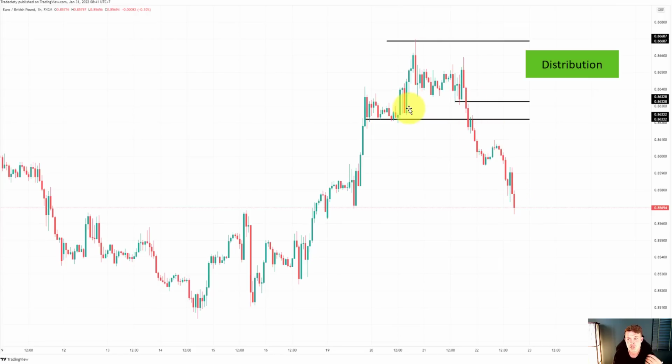Again, distribution and accumulation are only observable after the fact, but that's totally fine. We want to know when an uptrend is shifting towards a downtrend. Something must have happened here in the market, and this is the Euro-British pound, a huge, widely traded Forex pair. Something must have happened that really led the buyers to leave once the price was high enough, and then the sellers took over. So something in here has happened.